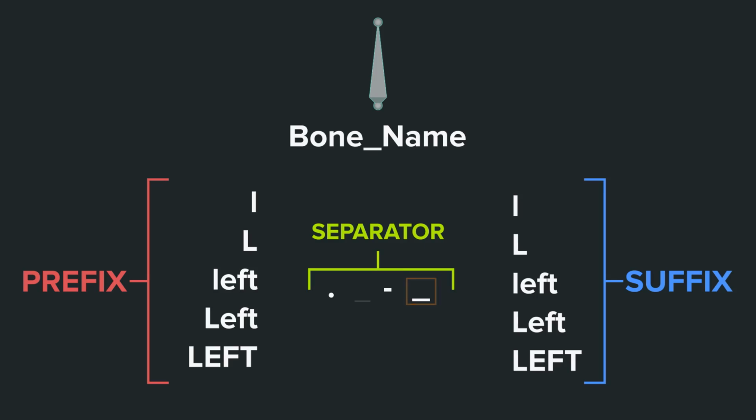So let me just choose one of these valid examples. I'll go with bonename.L, and I'm using the uppercase L. This would be acceptable, and it is by far the most commonly used suffix convention. We could do something different. We could go left_bonename. This would be valid as well.